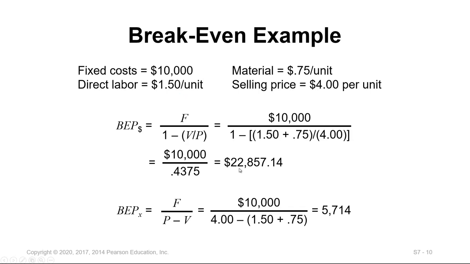The break-even point in units, using the previous formula, will equal 5,714 units. So this is the number of units that will be required to break even with the cost, and this is the dollar amount that will be required to break even with the cost. Once I have these values, after that, any production after that will start making profit.